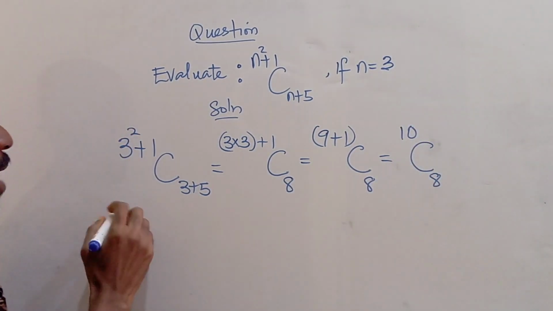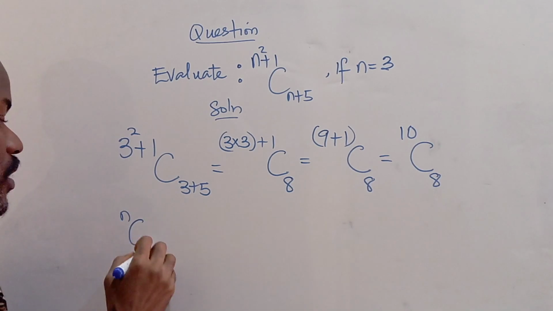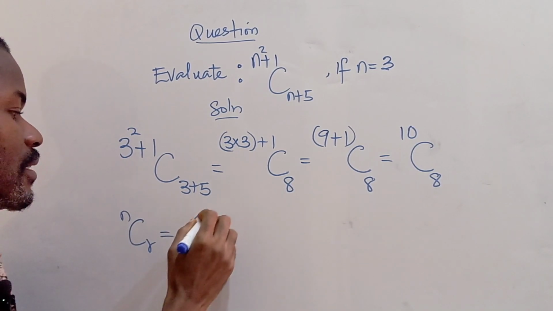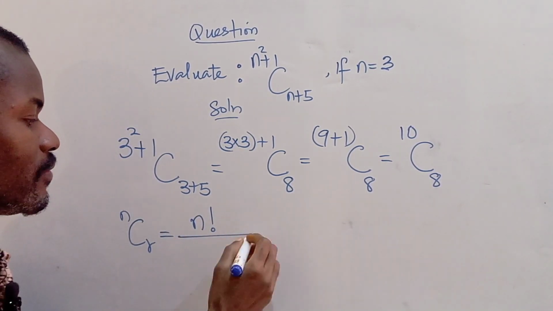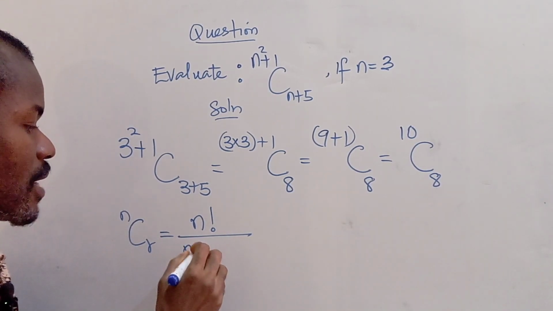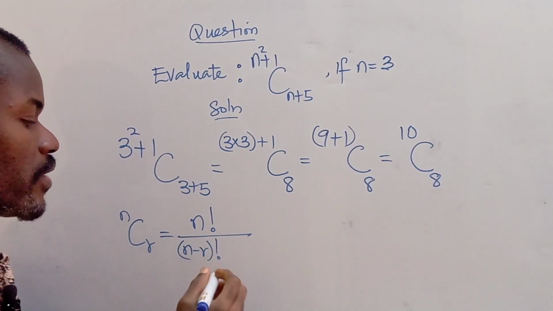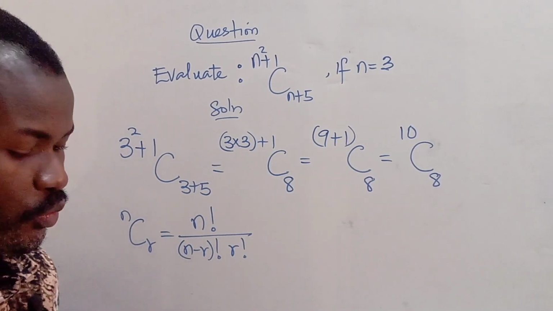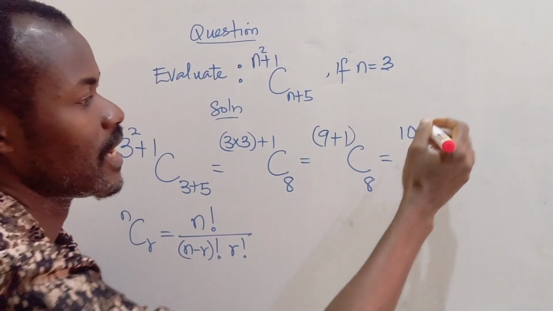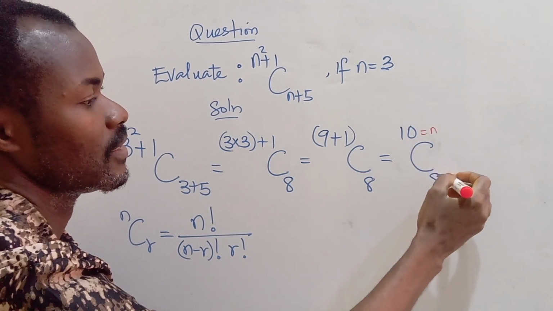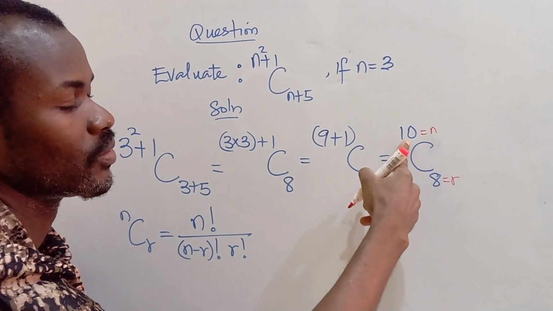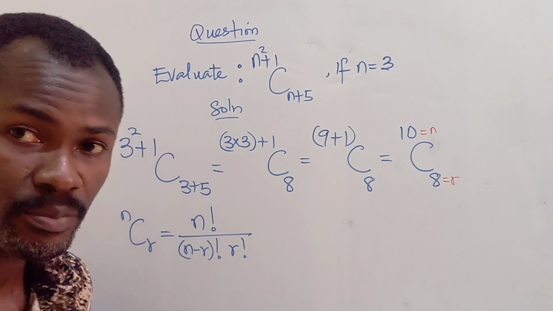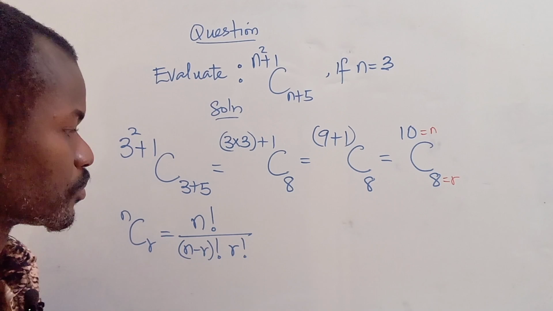So all we need to do to get the solution to this problem is solve this. We have to remember that if we have n combination r, which is our formula for combination, it means n factorial divided by n minus r factorial multiplied by r factorial. From what we've done here, we can see that this is our n and this is our r. So n is equal to 10, r is equal to 8. We are going to input it here.